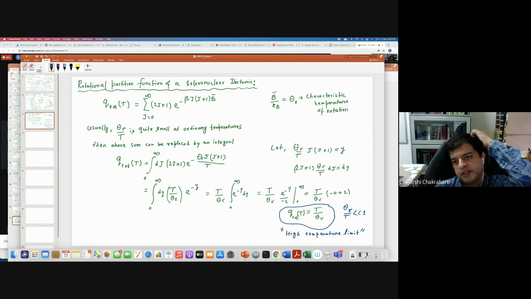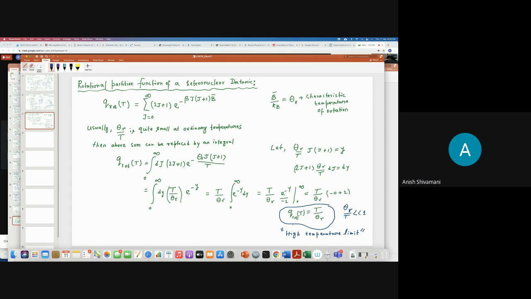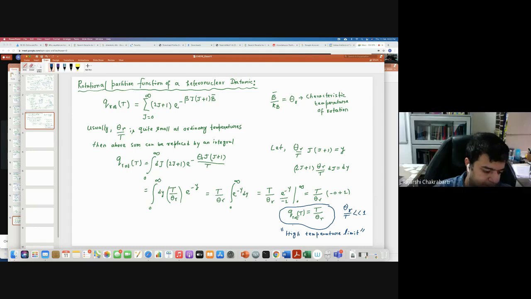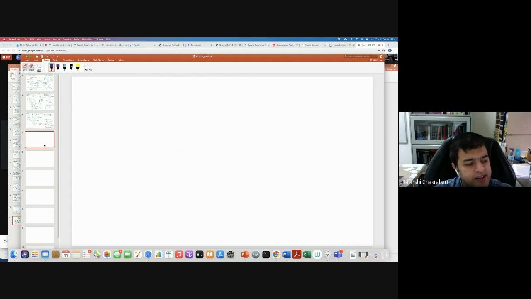Okay, this is the high temperature limit. When you do this calculation at high temperature, then you are all set. But if you don't do it at high temperature, then you cannot do this.